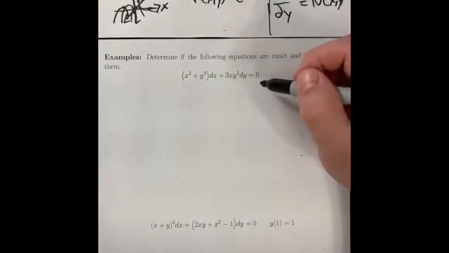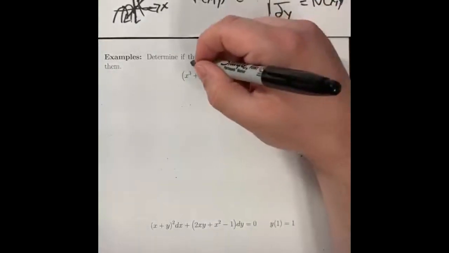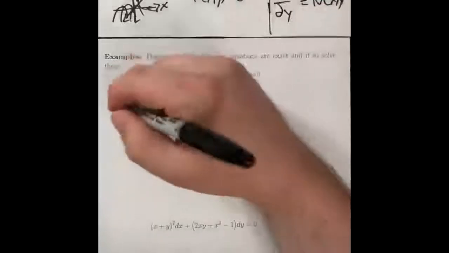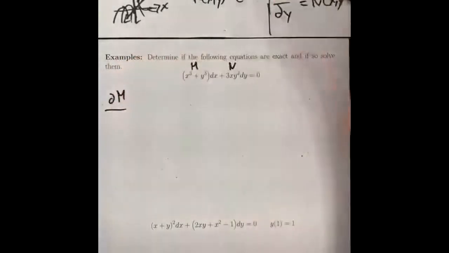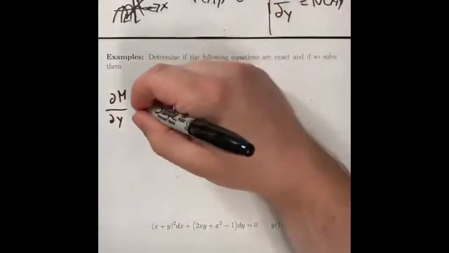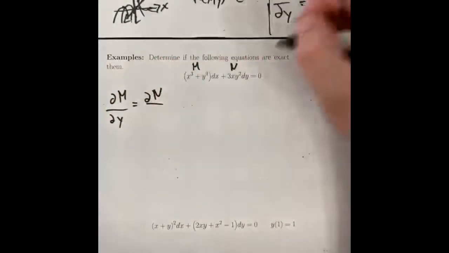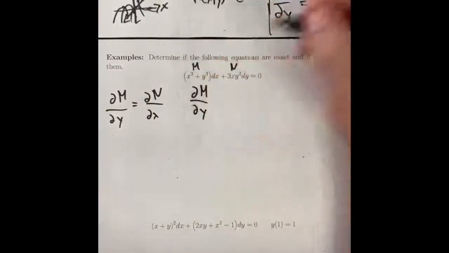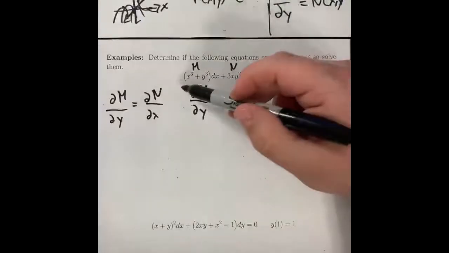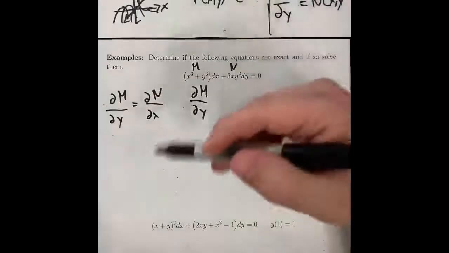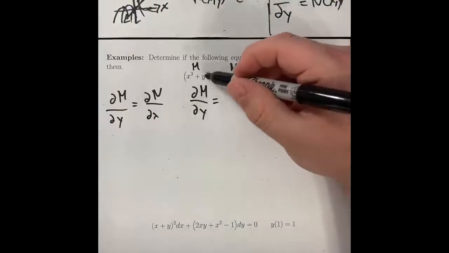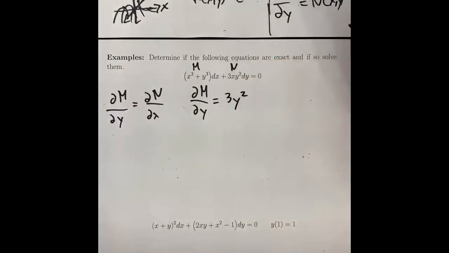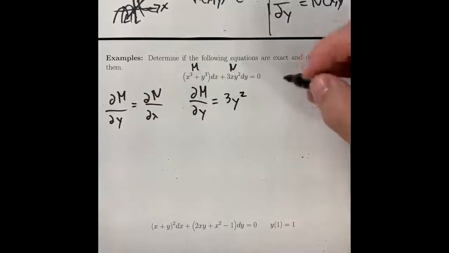So what we need to do, this is m here, and this is n. We need to check if this is exact or not. That means checking if the partial derivative of m with respect to y equals the partial derivative of n with respect to x. So partial m, partial y. We look here, x cubed, x is like a constant, so that goes to 0. And then the partial of y is going to be 3y squared. That's partial m, partial y.